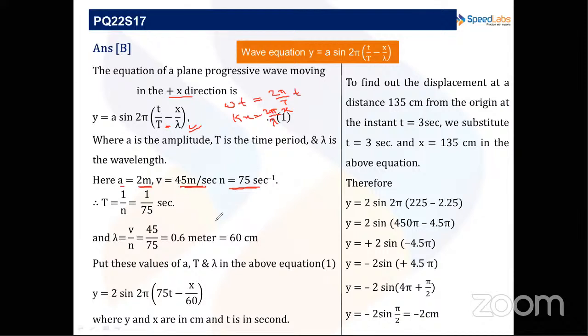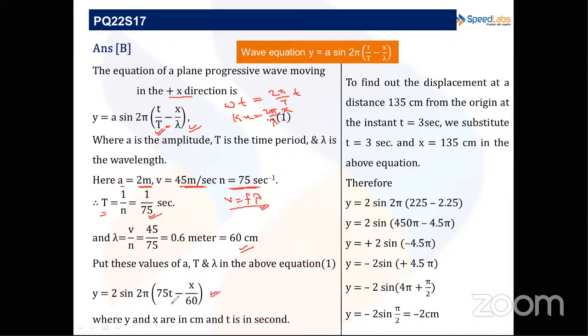Using these two we can find lambda. So v is equal to f lambda, we can apply and we can find out. The time period was already given, 1 upon frequency, so 1 upon 75, that is the time period. Basically we did not need to find omega, and we found the wavelength lambda from here. Frequency was given, so lambda is velocity upon frequency, so you get 60 centimeter.